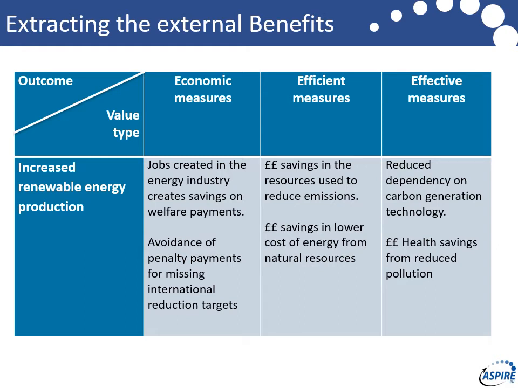The use of the 3 E's works equally well when we're talking about socio-economic outcomes. So in this case, we're talking about increased renewable energy production. From an effectiveness point of view, we have reduced dependency on carbon technology. We have savings from health damage caused by pollution. We can see efficiency measures because resources are used in a more effective way, and we can save money because ultimately natural resources are cheaper. So we can use efficiency in there, and economic.